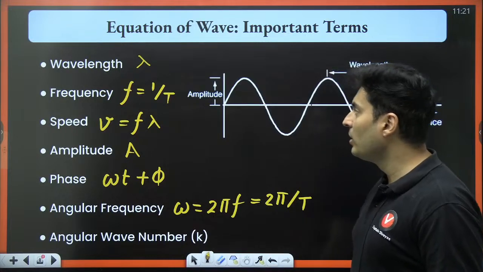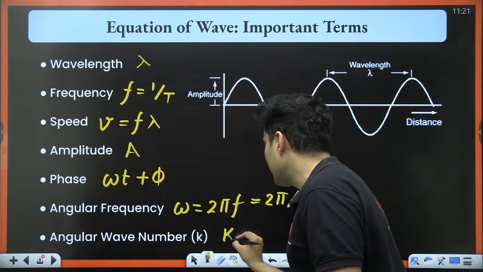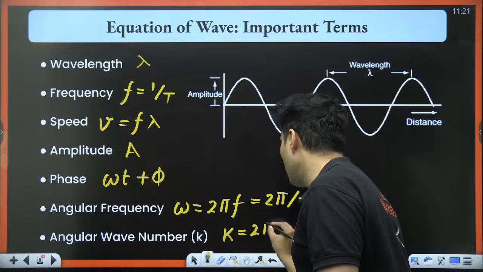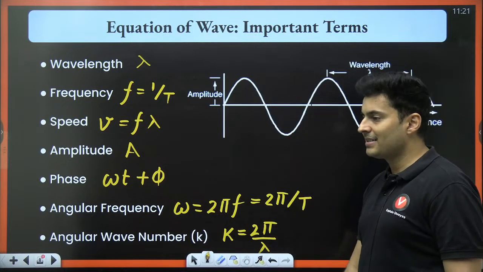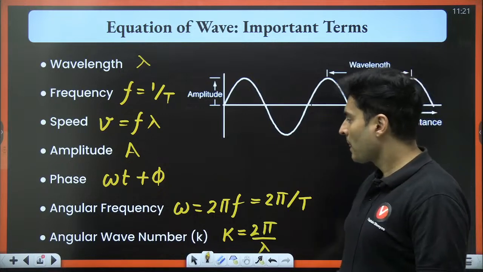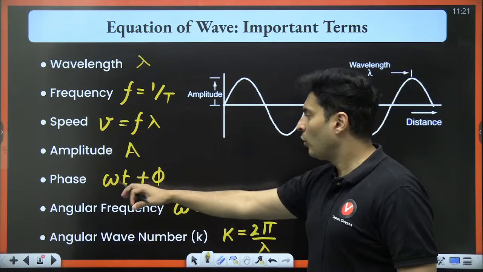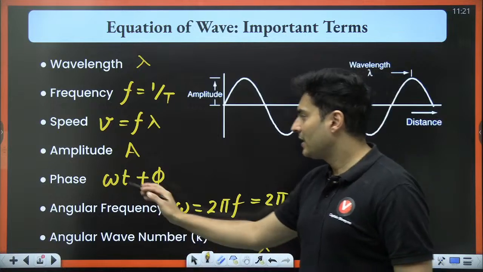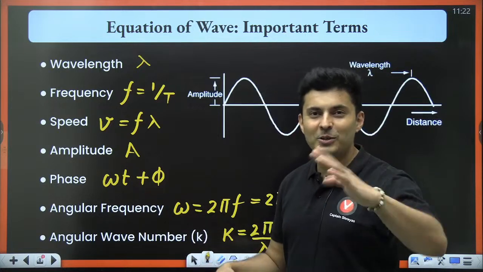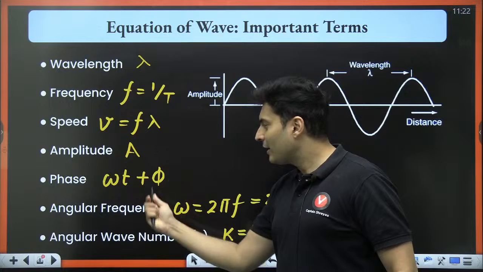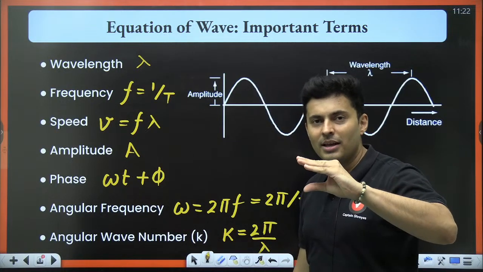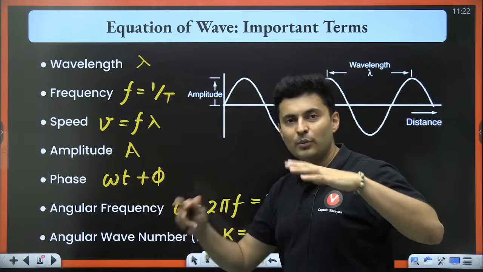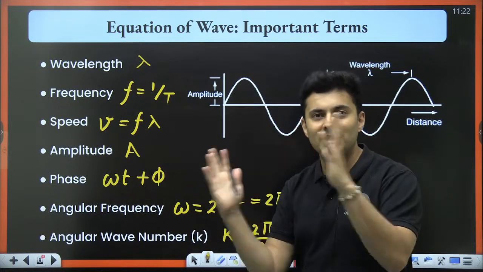You also have angular wave number. The symbol for that is k, which is given by 2 pi divided by lambda. 2 pi divided by lambda is nothing but your k value. So omega is right over here. Omega into t is like your displacement. Speed into time is your displacement. This is like your initial angle. So some angle which is there before plus the displacement will give you the total displacement which has occurred.